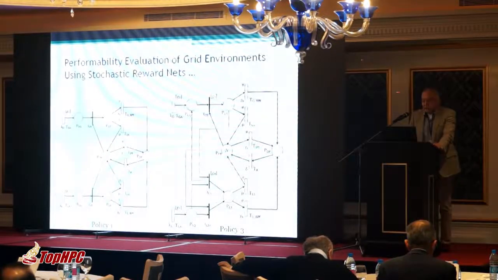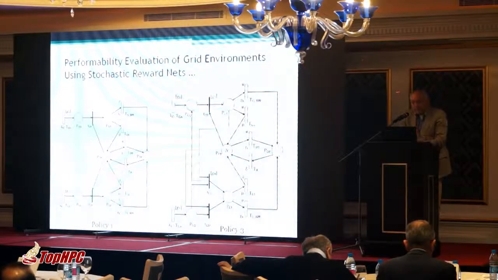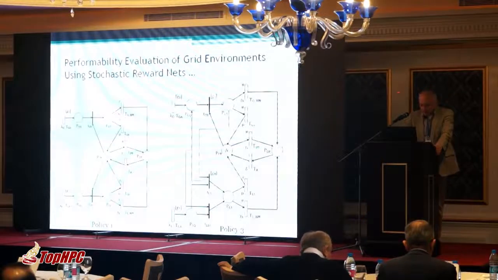So we used reward nets to model the system. So this is a model of the system. I'm not going to get into the details of the model, just because of the constraint of time. So that was policy 1 and policy 3.